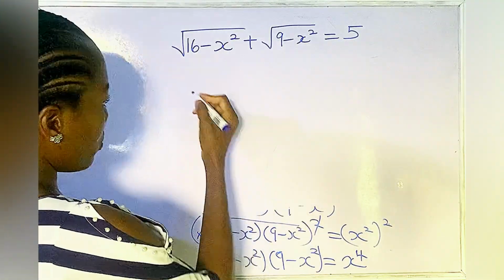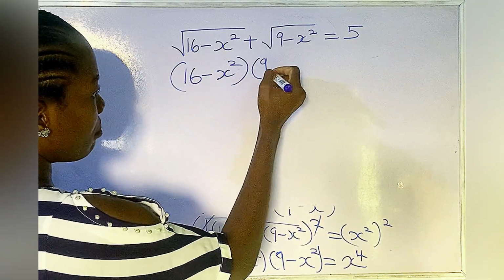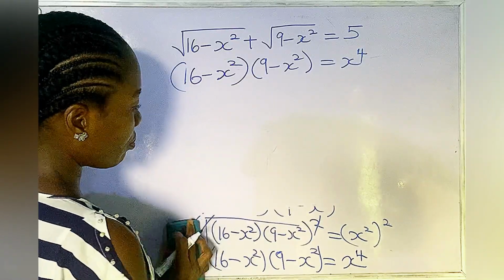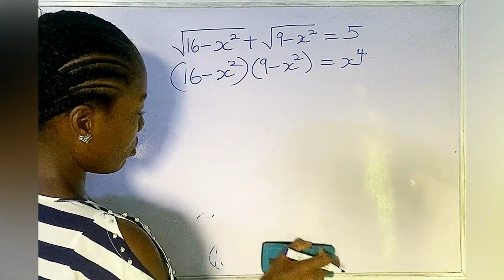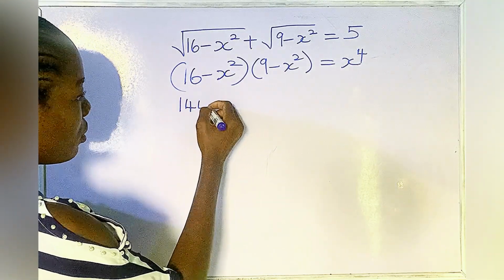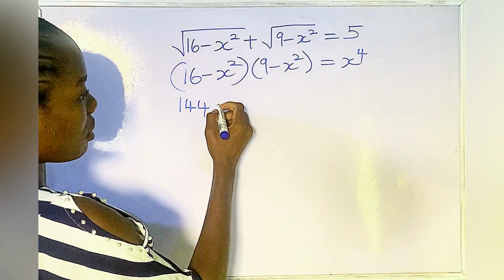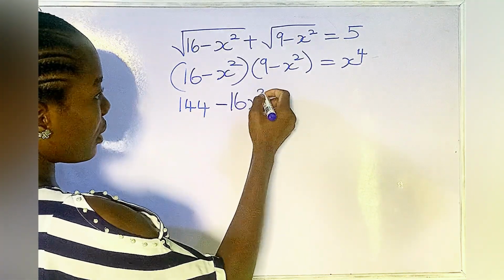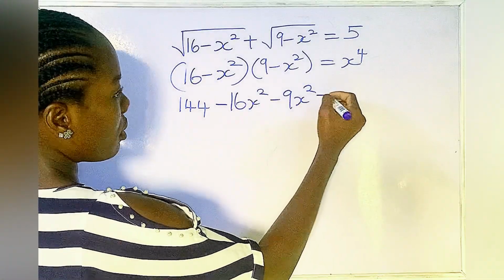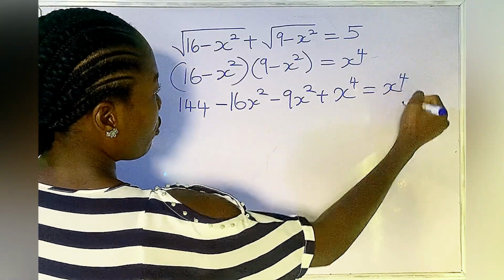So let's open this bracket. We have (16 minus x squared)(9 minus x squared) is equal to x to the power of 4. 16 multiplied by 9 is going to give us 144. 16 multiplied by minus x squared gives minus 16x squared. This will give us minus 9x squared, and this will be plus x to the power of 4, is equal to x to the power of 4.